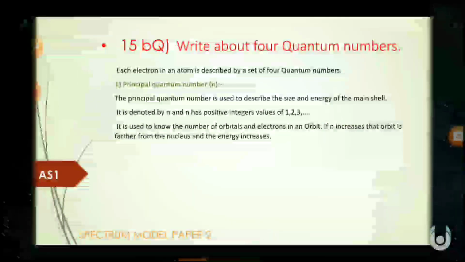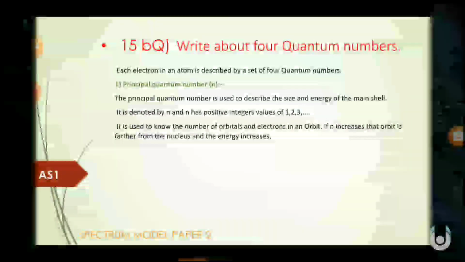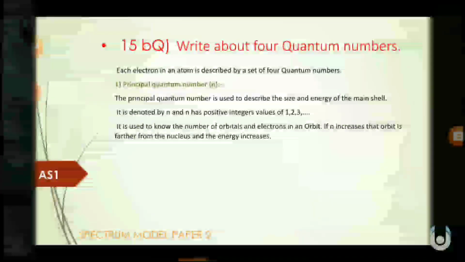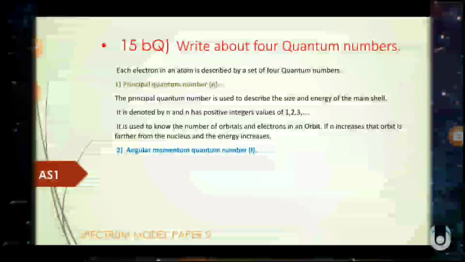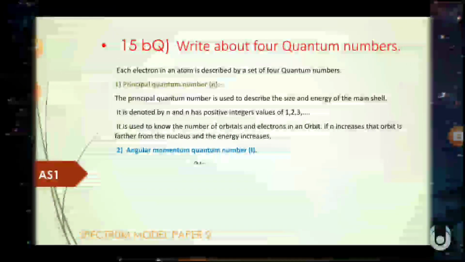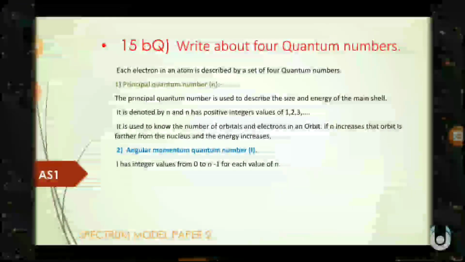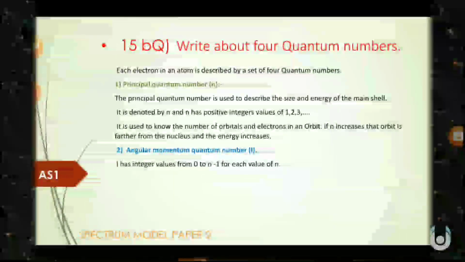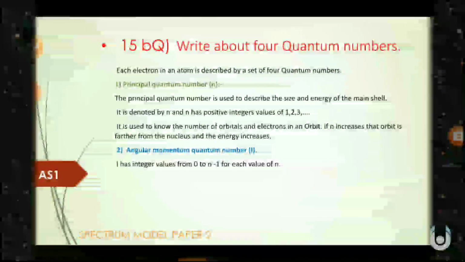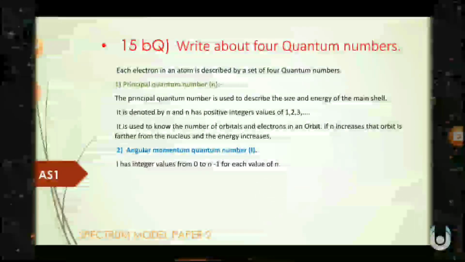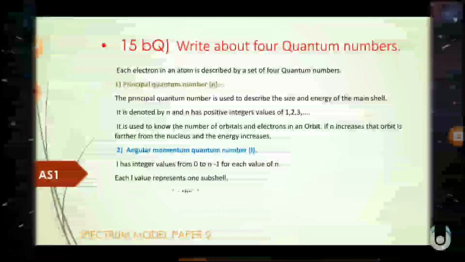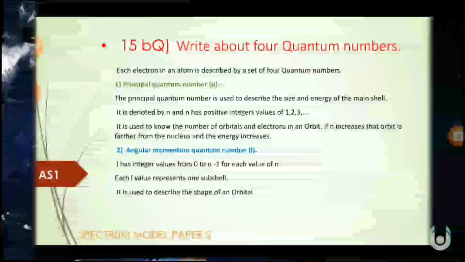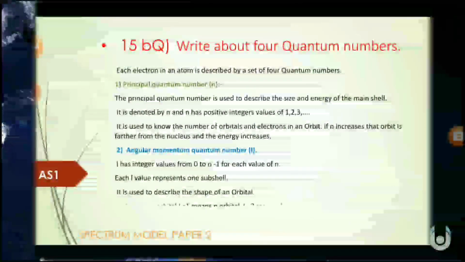If n increases, that orbit is further from the nucleus and the energy increases. The second quantum number is the angular momentum quantum number l. This is also called the azimuthal quantum number. l has integer values from 0 to n minus 1 for each value of n. Each l value represents one subshell.